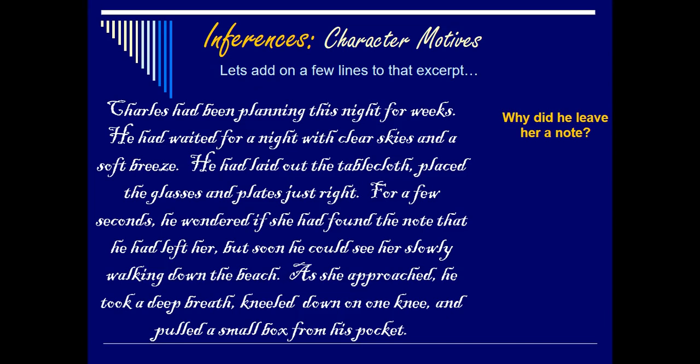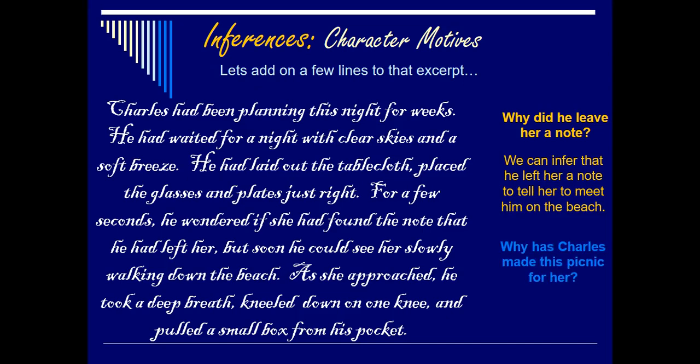So why did he leave her a note? Can you make an inference about that? We can infer that he left her a note to tell her to meet him on the beach. Why has Charles made this picnic for her? To propose to her. Again, another inference.